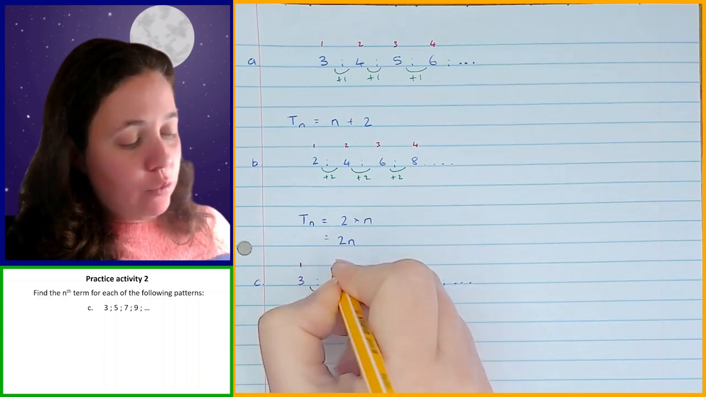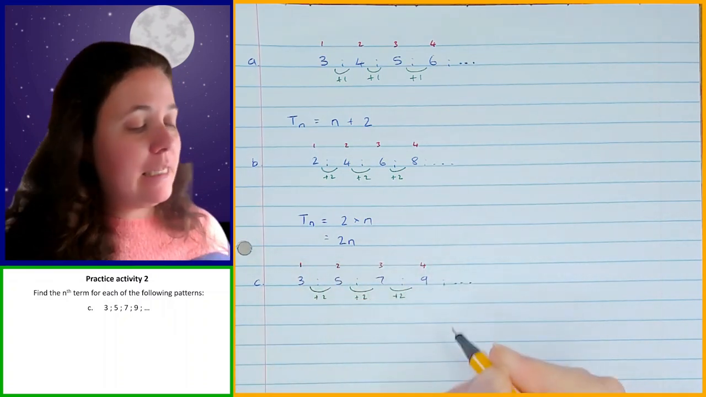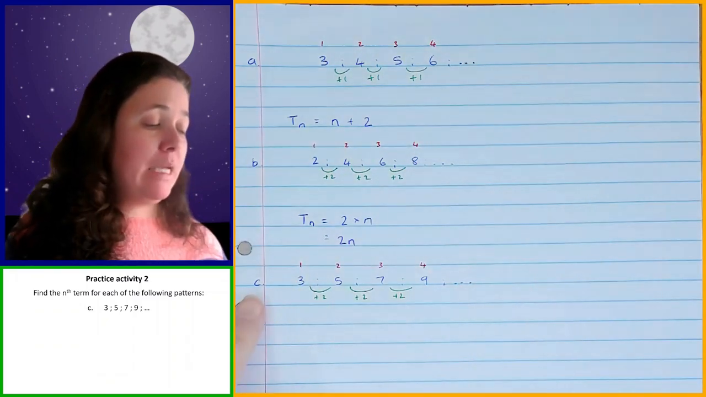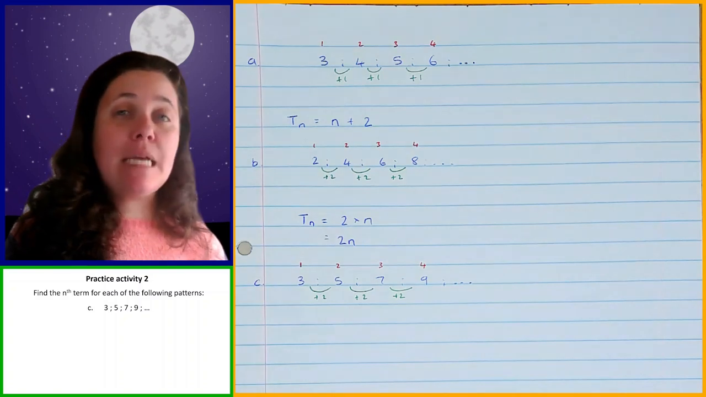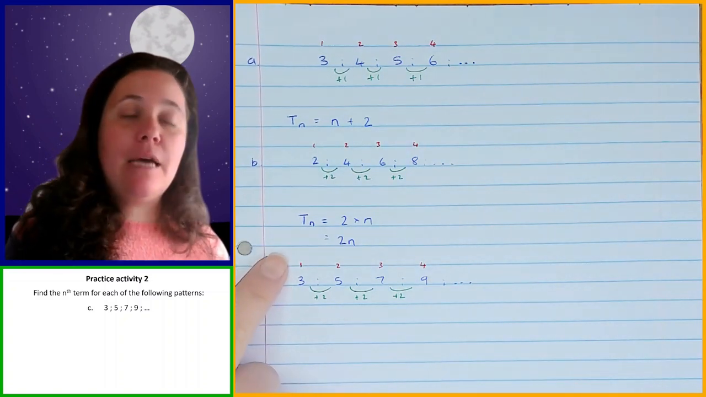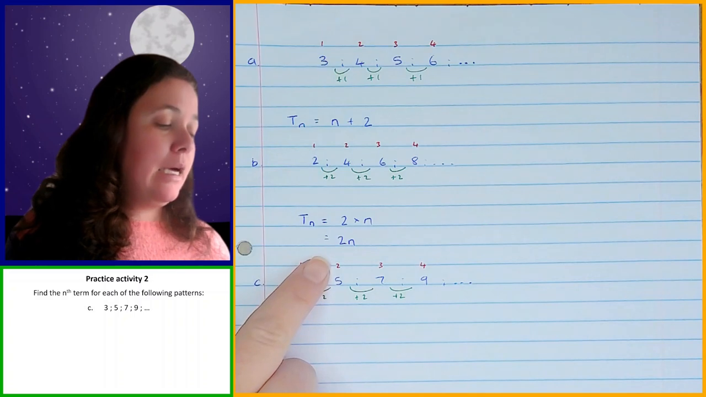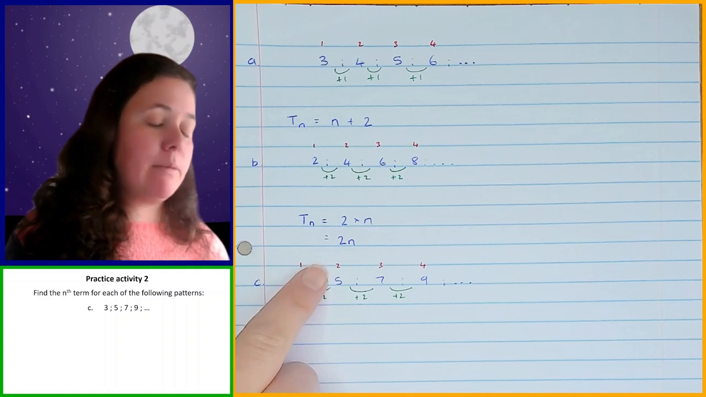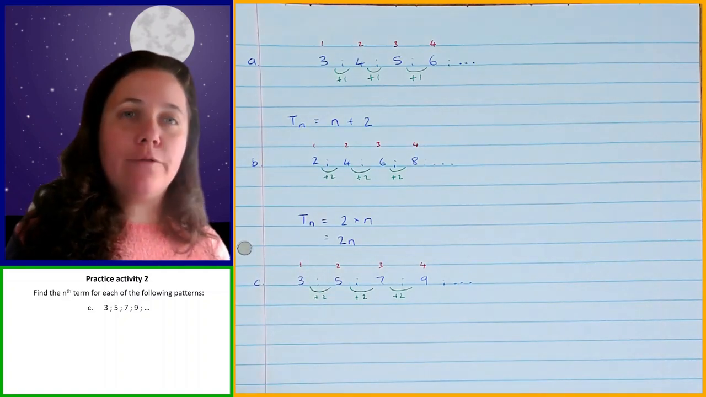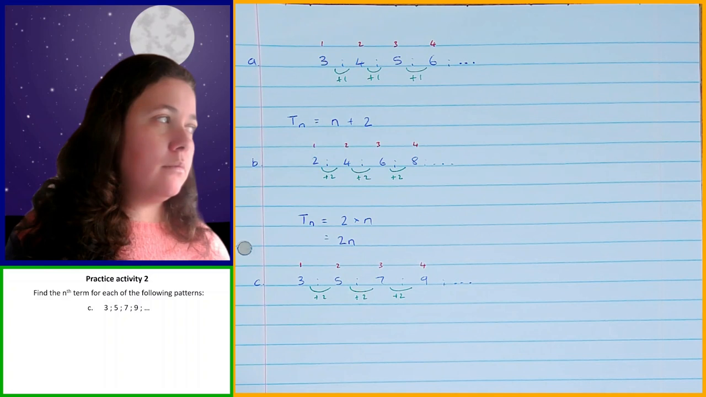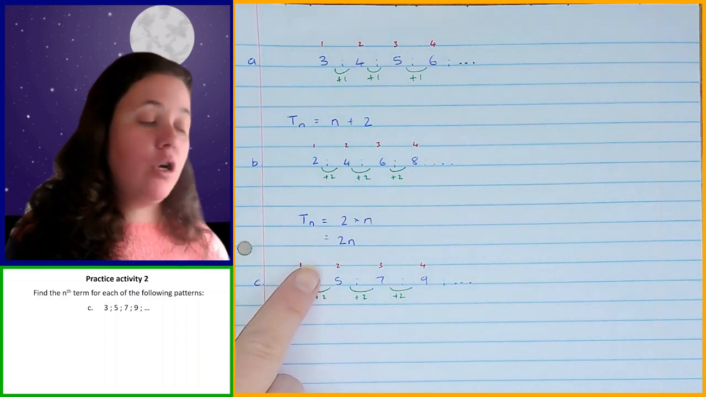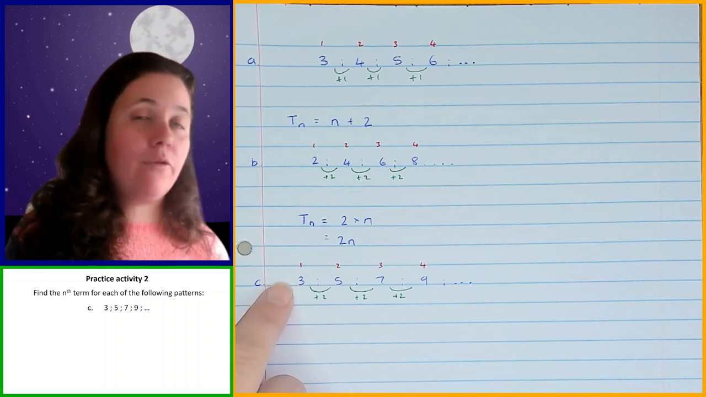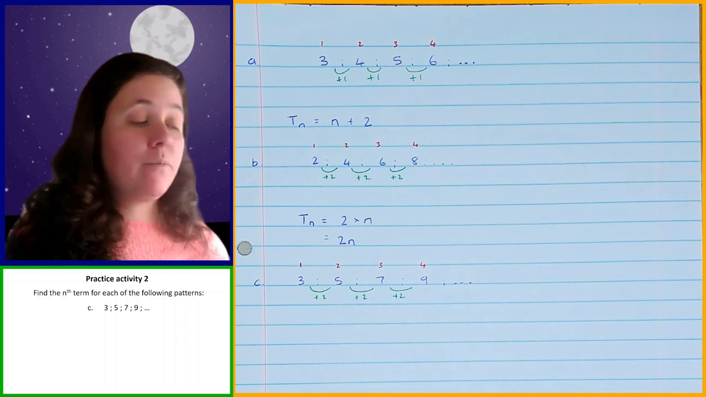Let's have a look at our term numbers. We've got 1, 2, 3, 4. Now let's see if there's anything that I can do by adding or multiplying that will get me from the term number to the term the same every time. So to go from 1 to 3, I can either add 2 or I can times by 3. Here, to go from 2 to 5, I can either add 3 or I can times by 2.5. No, neither of those is the same as what I could do for going from 1 to 3. So now I've got a problem, okay?